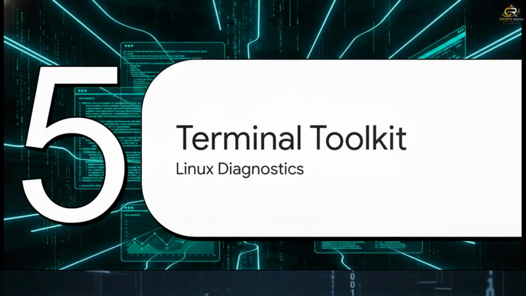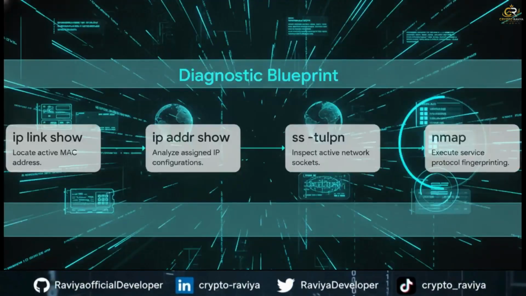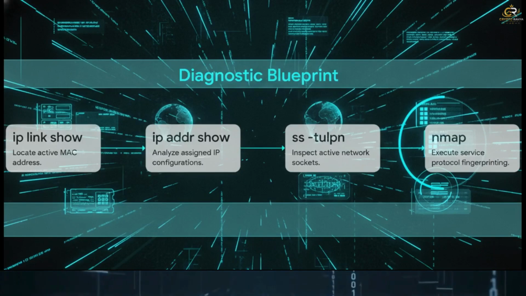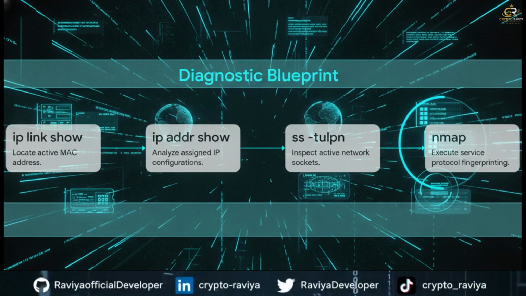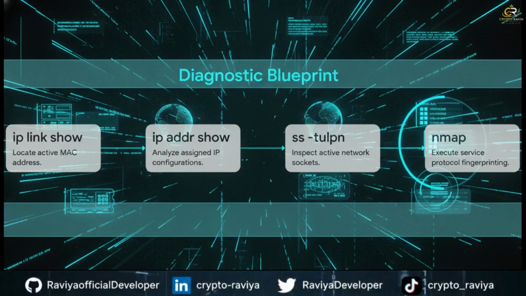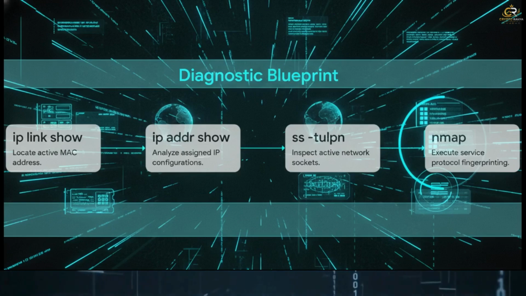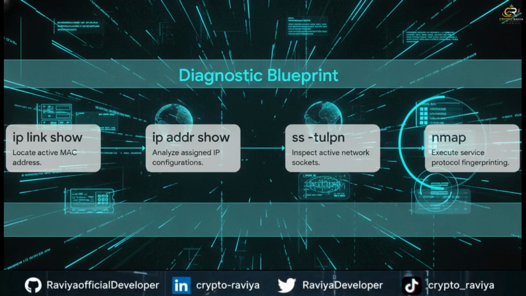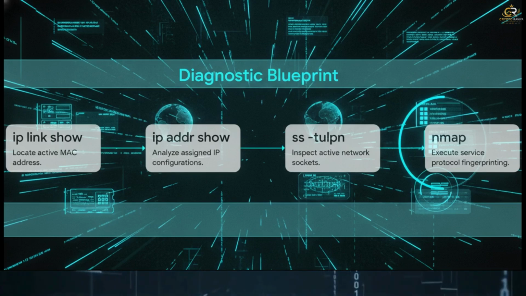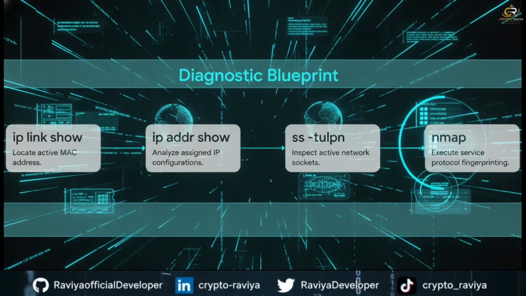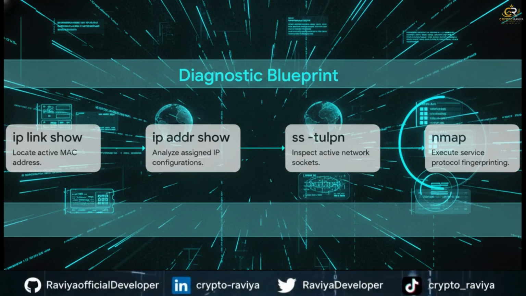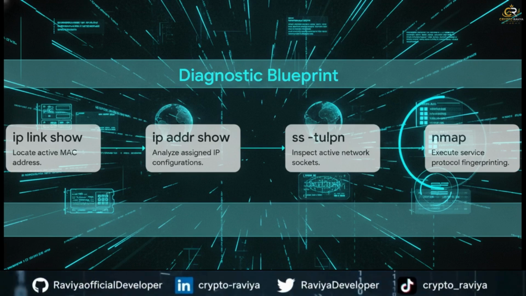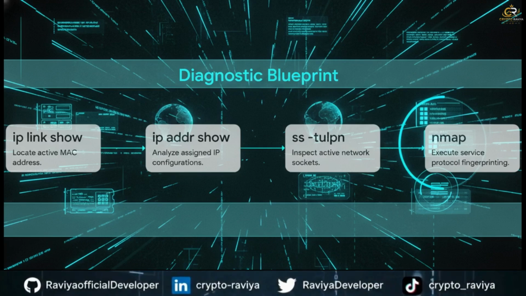Finally, section 5, the hacker's terminal toolkit. Okay, we've talked a lot of theory from layer 2 up to layer 4. Let's actually put this into practice and look at a native Linux diagnostic blueprint in action. This is exactly how an ethical hacker or a network defender natively queries a machine during a security assessment. Step 1, you run ip link show. This pulls up the hardware parameters so you can inspect the link/ether field to locate that active MAC address we talked about. Step 2, ip address show. Here, you look for the inet descriptor to analyze the assigned IP configurations and subnet metrics.